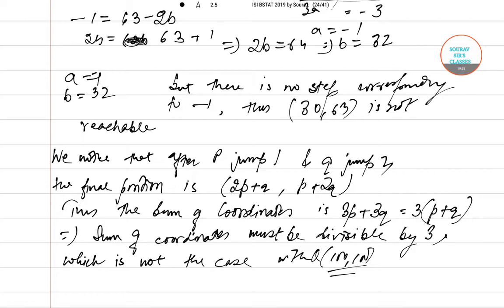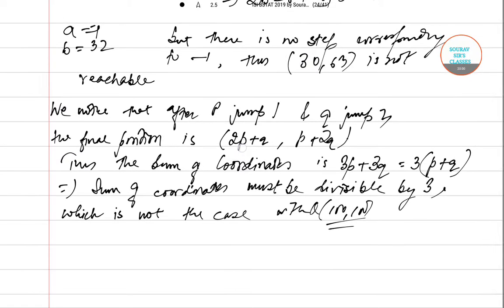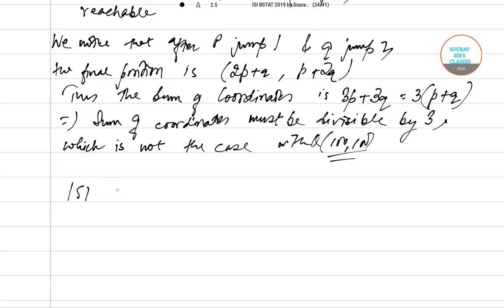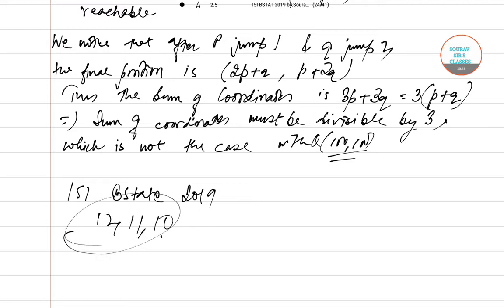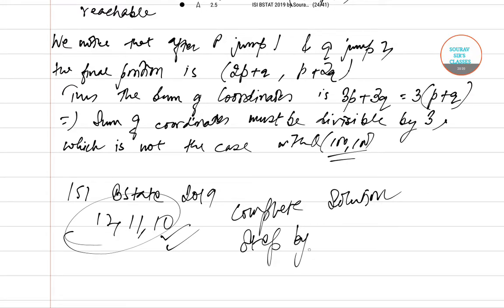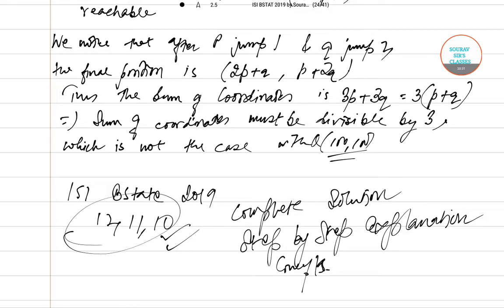So you see that in this video we have solved 3 questions from the ISI BSTAT 2019 paper. The 3 questions which we solved are question 12, 11 and 10. Three important questions we have solved. We have given you the complete solution, step by step explanation. All the concepts I think are now clear, because I have discussed the concepts as well, and some basic theories are also discussed, and these were very interesting questions, and you'll feel the zeal to solve these questions.